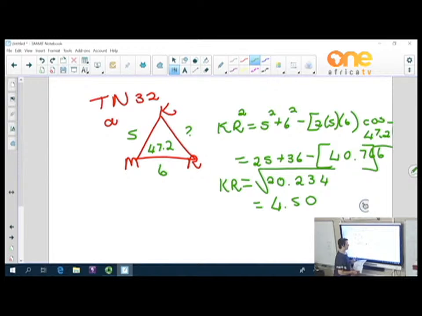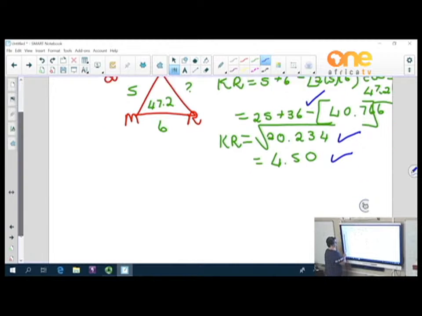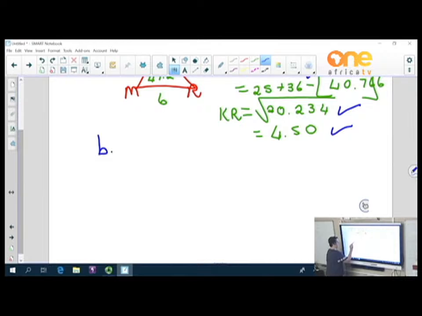There's that one. So it counts 4 marks. It's then worth it to put these steps in here. That is where you will get your 4 marks. Right, that's number A. I think you should listen to another one, and then you can try them on your own.